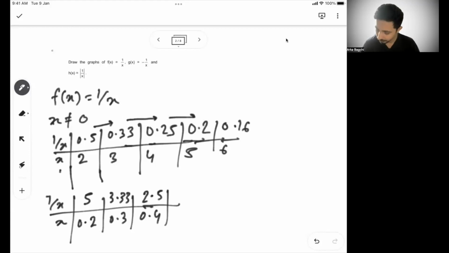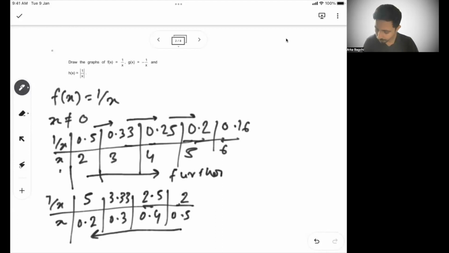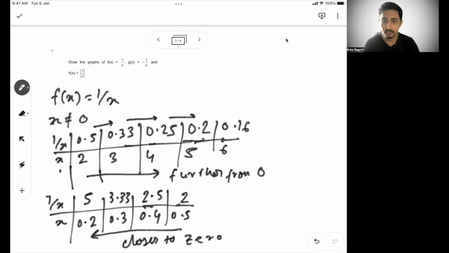2.5. If I say 0.5, the value of x is 2. So here I'm saying again, from 0.5 to 0.25, getting closer to 0. Understand this carefully. Here I am going farther from 0, and this is closer to 0. So if I am going farther from 0, my values are increasing on the top. Farther from 0 means further beyond 1. Right? Beyond 1, if I'm going, my values are getting decreased.